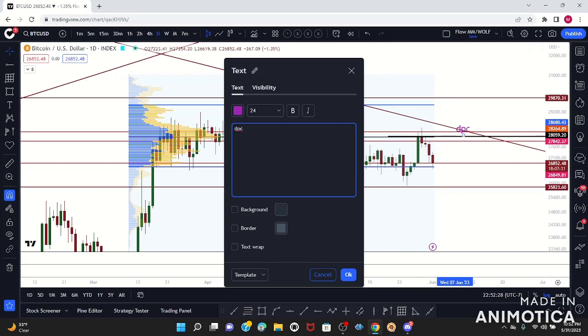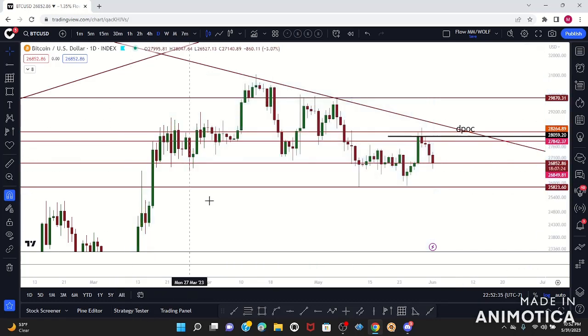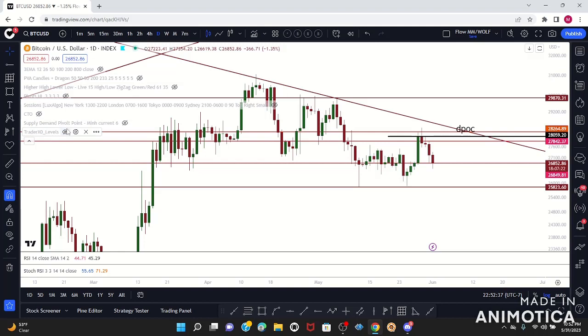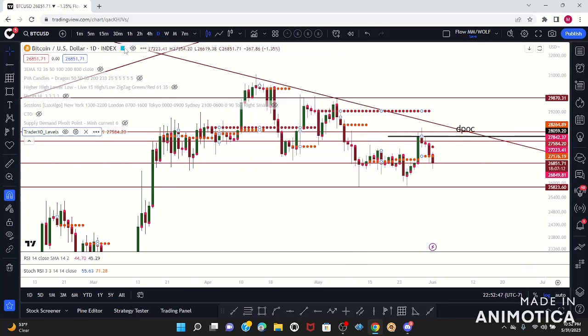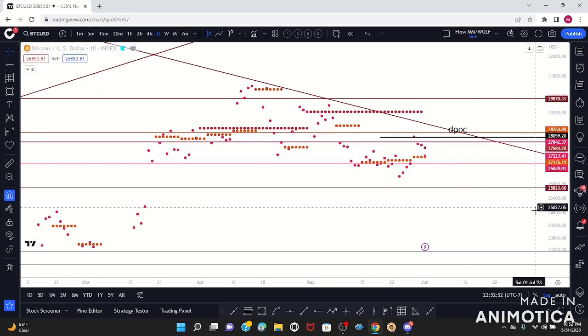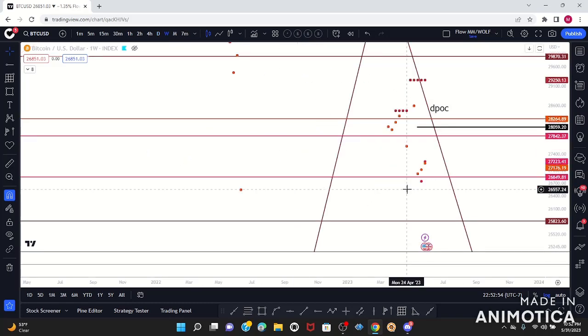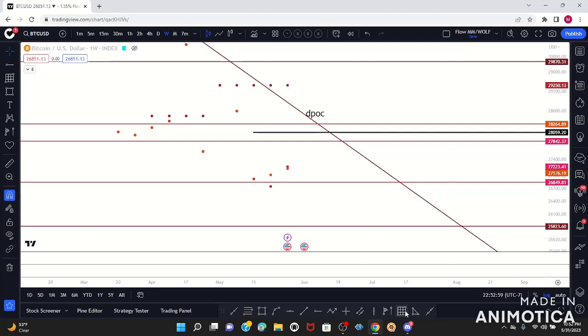Another thing that I've been doing lately, I think is really cool, let me delete this, is using the Trader XO levels. Oh my god, great indicator. It shows us the daily open, the weekly open, and the monthly open. And I use them as support and resistance. So I just erase the wicks right here. Just visualizing on my contraction phase, I'm going to label critical support and resistance zones.